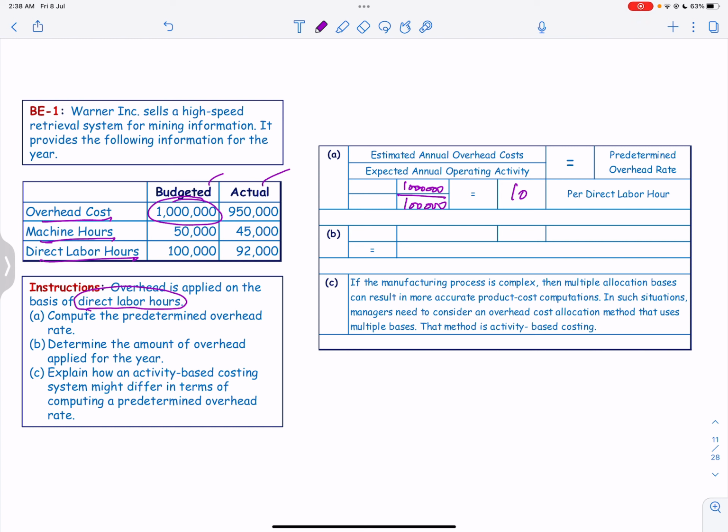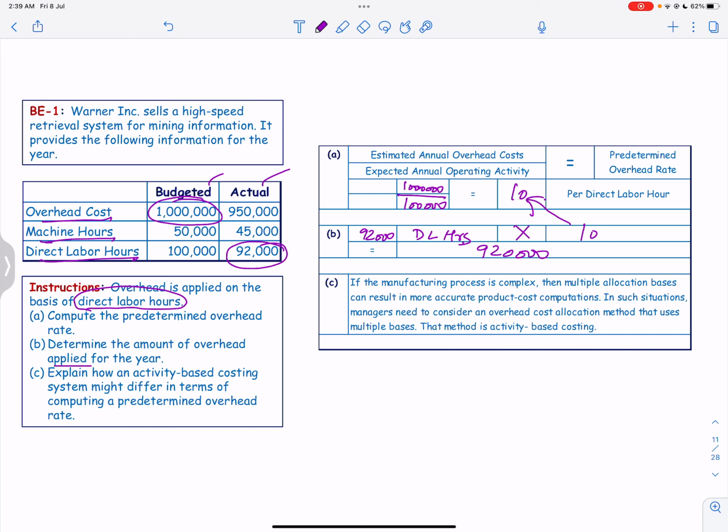Next, they asked to determine the amount of overhead applied for the year. Now, the total number of direct labor hours is 92,000. Direct labor hours, and the rate we have calculated just now as 10. So we have 920,000 as the amount of overhead to be applied for the year.